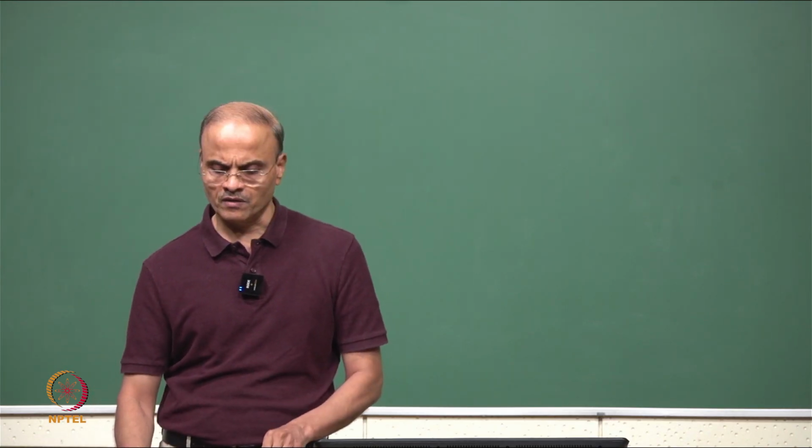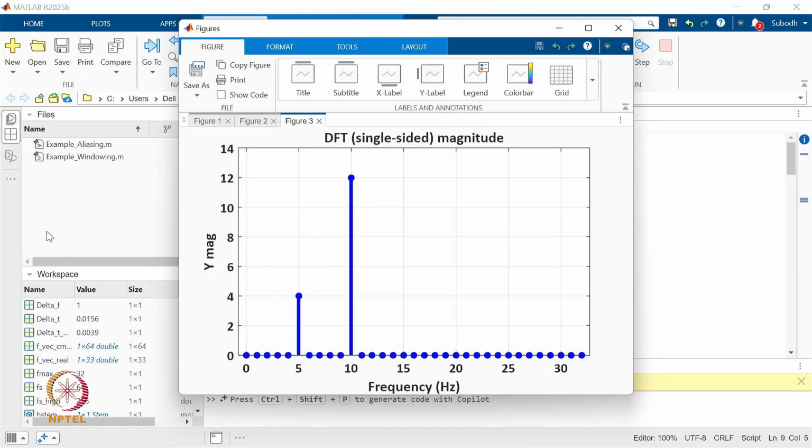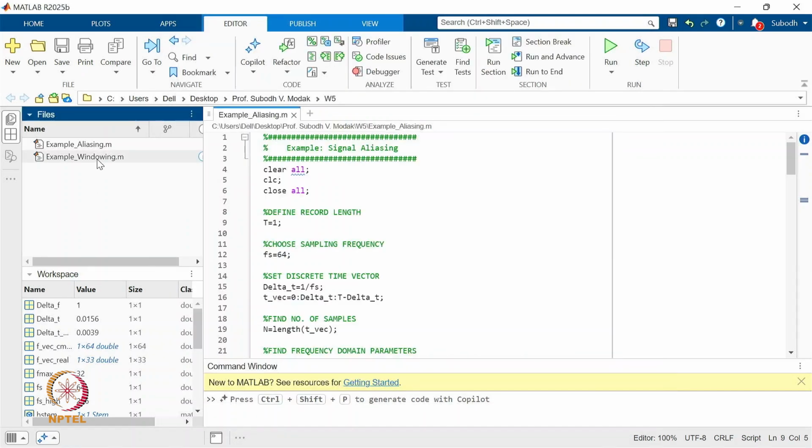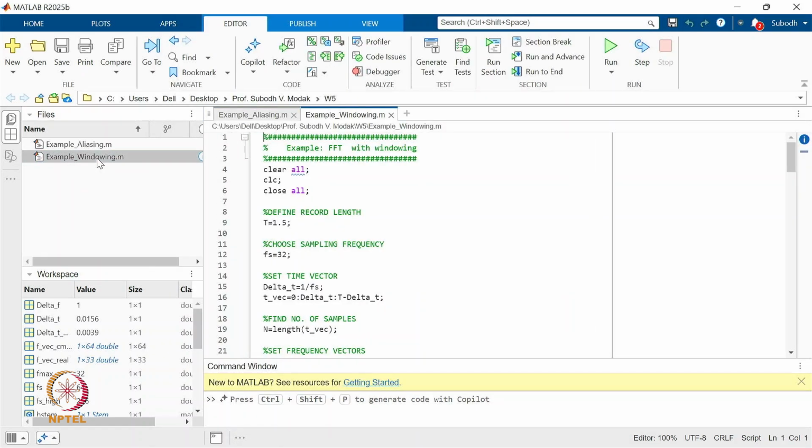Now, I will open the code for example 6. You can see this is the code where we are going to study FFT with windowing, and let me explain the code first. I have already explained all these statements, and now here I am taking a record length of, let us say, 1.5 seconds.